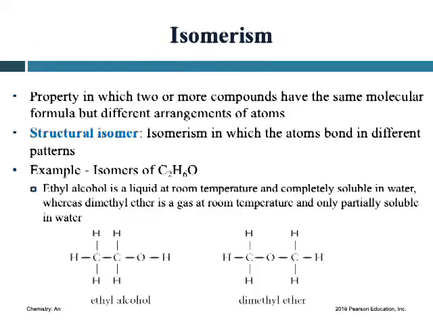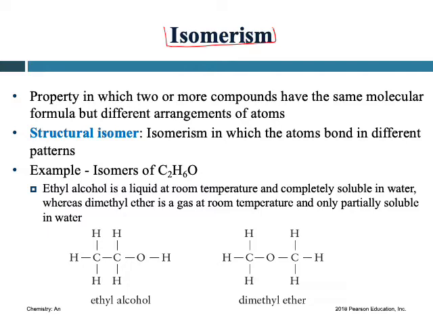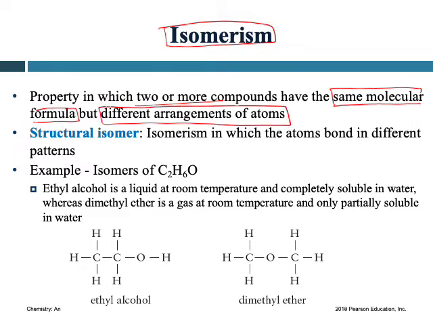So now we're going to talk about a term called isomerism. What is meant by isomerism? Isomerism is a property of two or more compounds that have the same molecular formula. This is important, but different arrangement of atoms. It means two or more compounds can have the same number of carbon, hydrogen or any other atom, the same molecular formula, but when you draw the expanded structure form, they might look different.